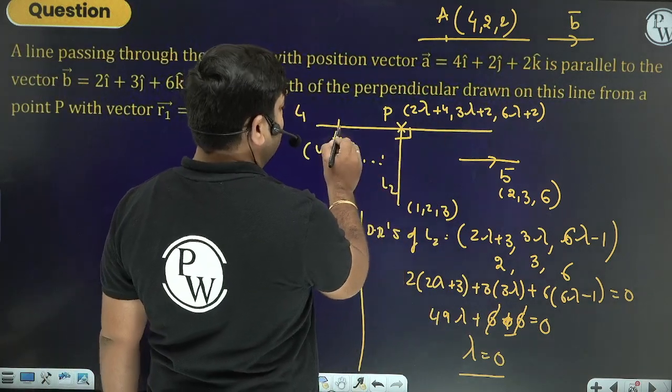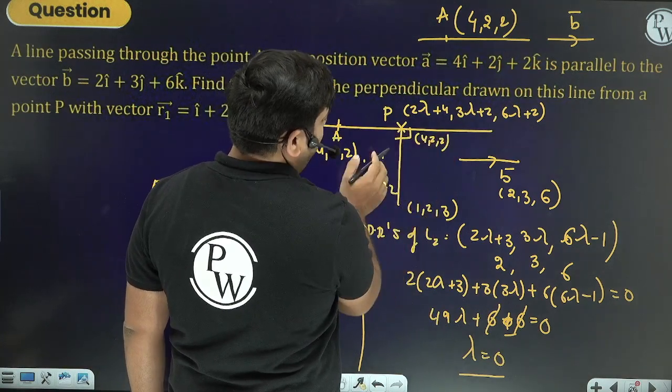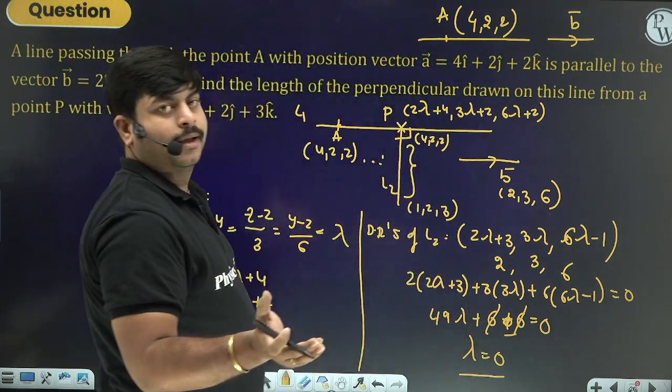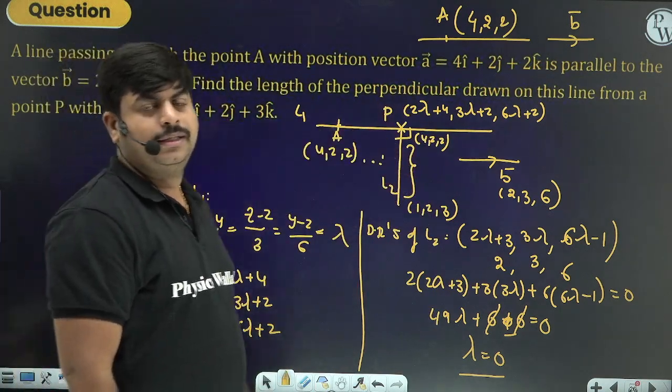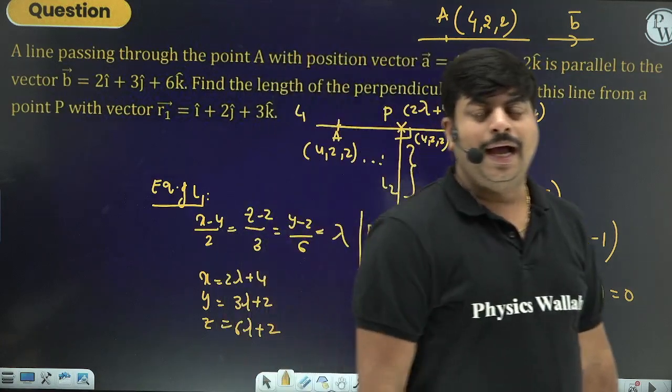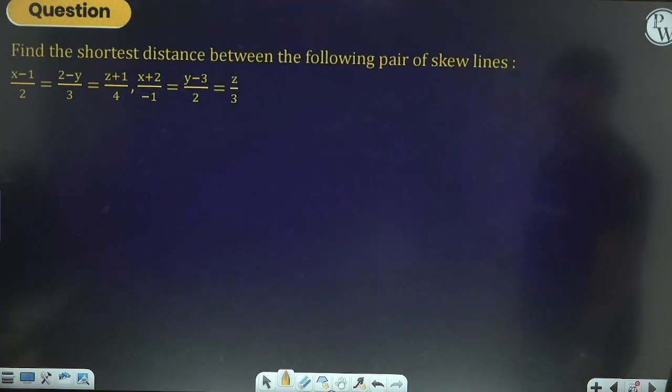This itself is A. So here we will get (4, 2, 2), so you need to find the distance between these two points, and you are done. The distance between two points will give you the answer, okay? Please do that, only one step after that. Understood, everyone? It is not a difficult question, you just need to understand the pattern, okay?